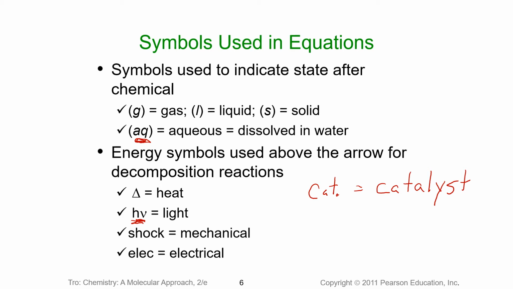Or you might see a different element or compound. So sometimes you'll see it as gold if it's a gold catalyst, or platinum if it's a platinum catalyst, and that's above the arrow. It doesn't participate in the chemical reaction, or it doesn't get used up in the chemical reaction, so it's not in the equation, but if we put it above the arrow, that means it needs to be present in order for the reaction to happen.